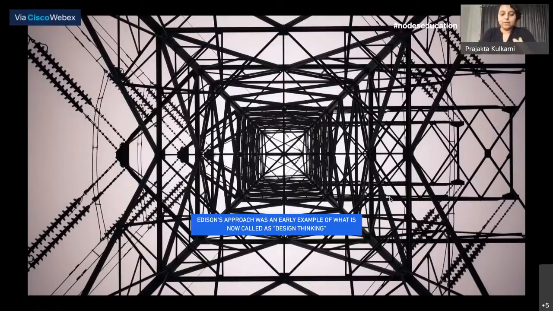So if you have the time and if you have the energy also, please read into this example of design, how Edison used design thinking in his approaches.